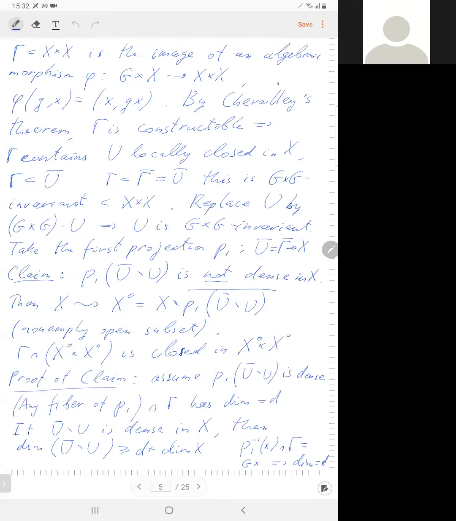The dimension of u itself, yeah, the boundary had dimension d plus dimension of X, and u itself also has dimension not bigger than d plus dimension of X. Again, we consider the fibers, which have dimension exactly d.